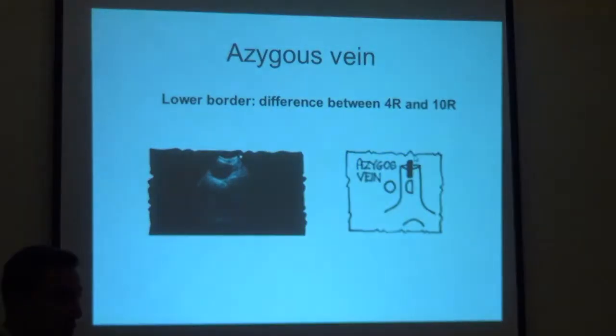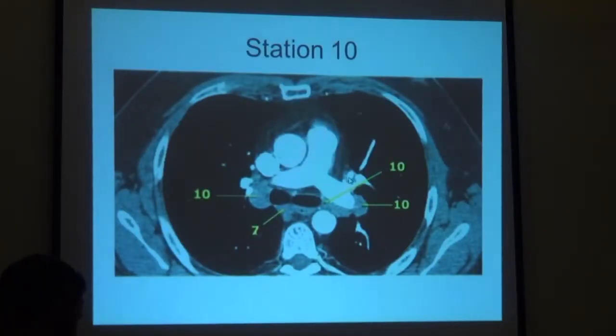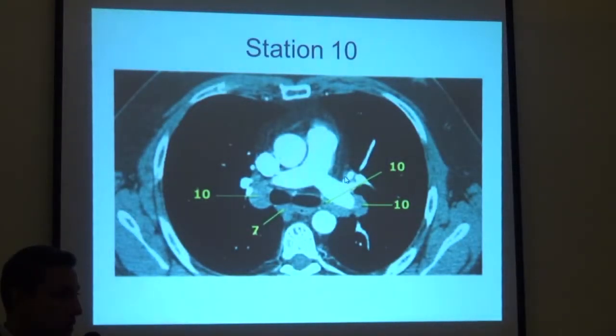Again, can't overemphasize the importance of the azygos vein. It makes the difference between 4R and 10R. Now, when you get to the bronchus, the main bronchus on the right or on the left, you get to the 10. So you can see that once you get to the 10, now you don't have a trachea anymore. You have the actual bronchi. Okay.